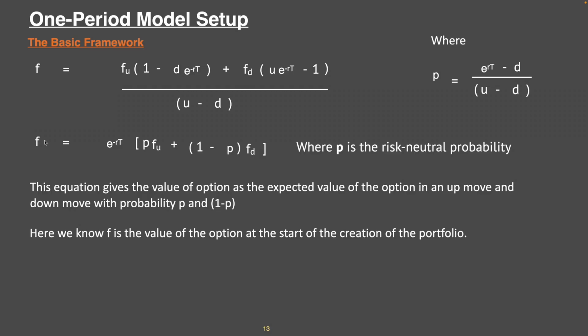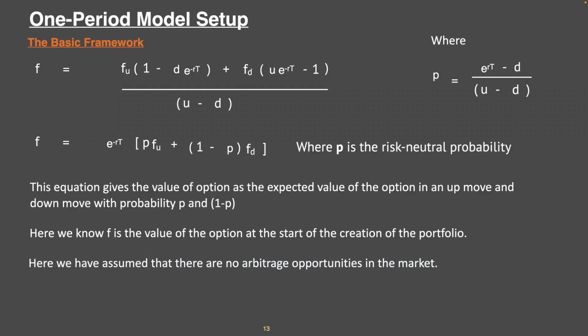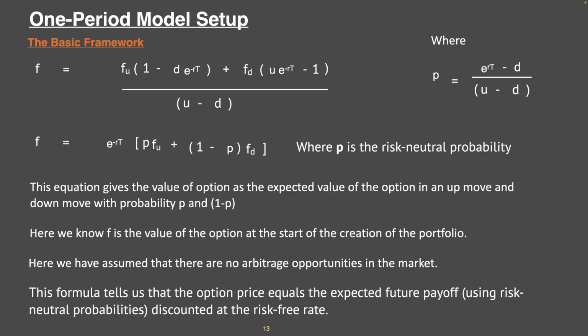What is F? F is nothing but the value of the option at the start of the contract, or the start of the creation of the portfolio, which we created at the start. When we created this portfolio, we assumed that there are no arbitrage opportunities in the market. Understood? Now, let us take an example calculation.